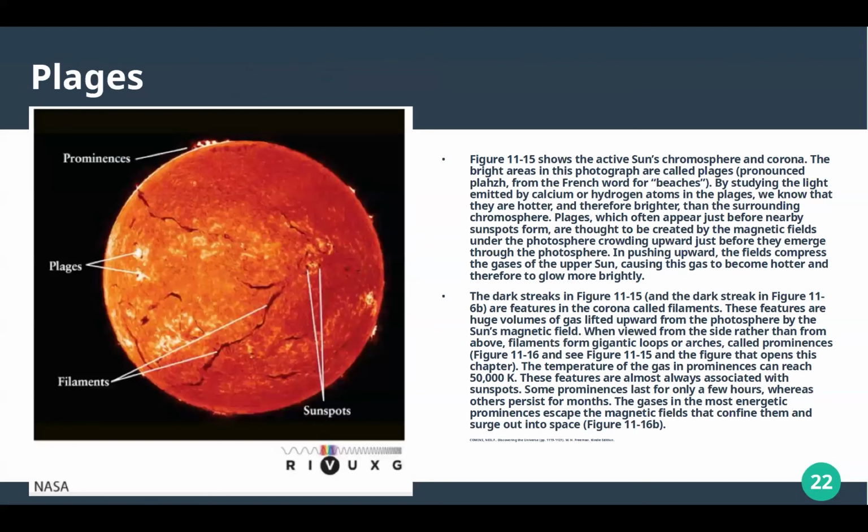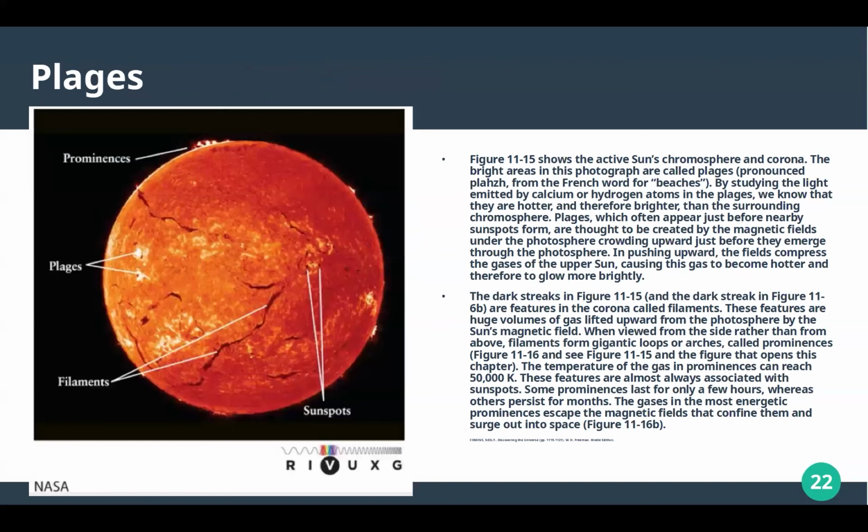This shows the active sun's chromosphere and corona. The bright areas in the photograph are called pulsars. By studying the light emitted by calcium or hydrogen atoms in the pulsars, we know that they are hotter and therefore brighter than the surrounding chromosphere.